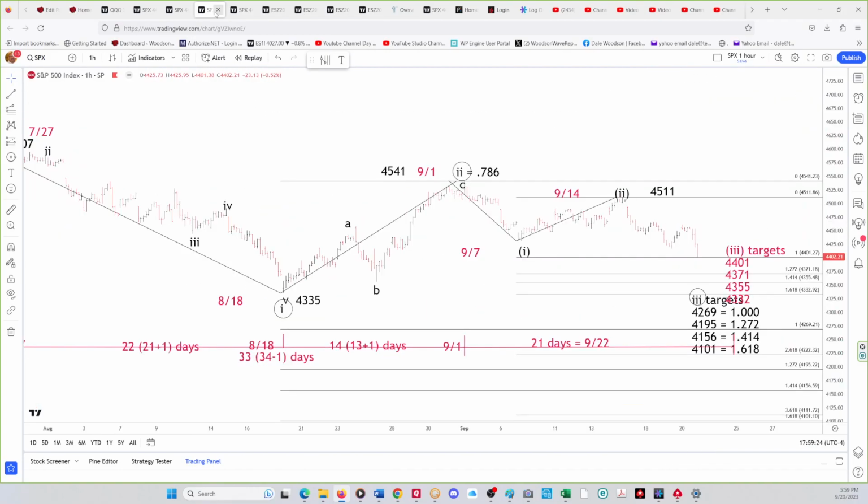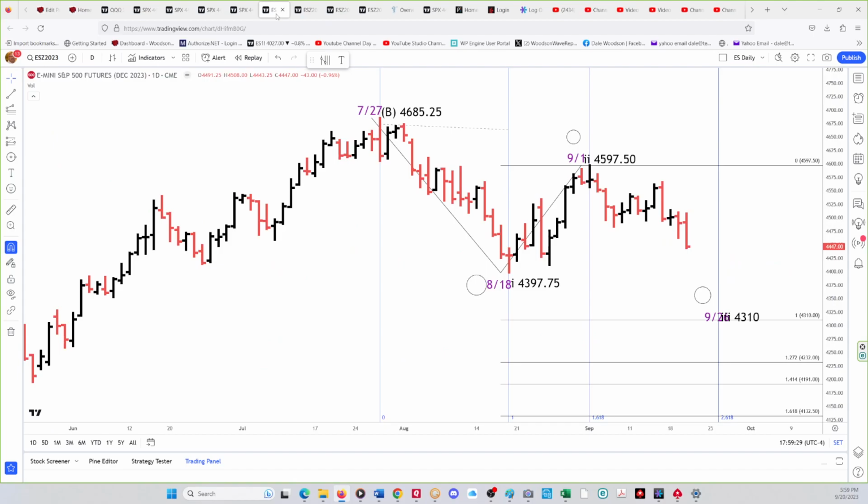Do we have the 10? No, let's go to the ES here. Here we go.